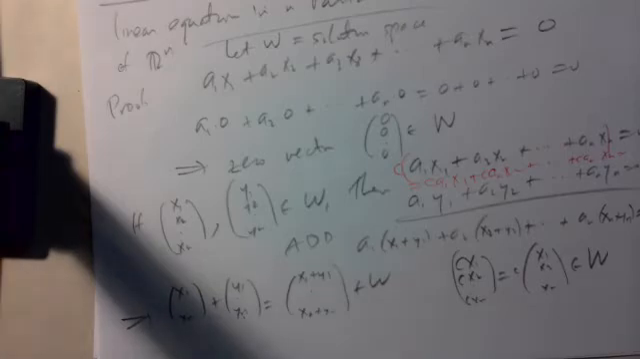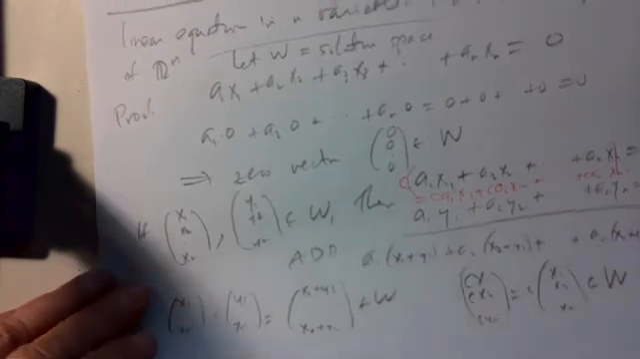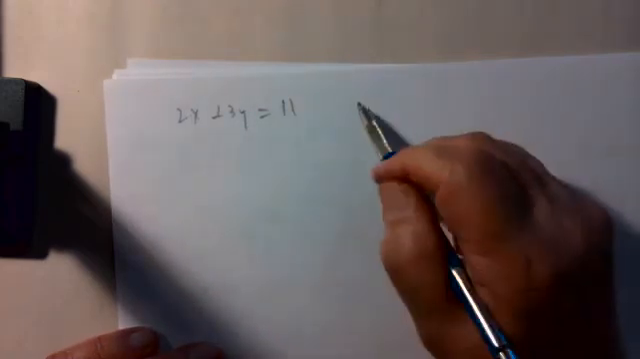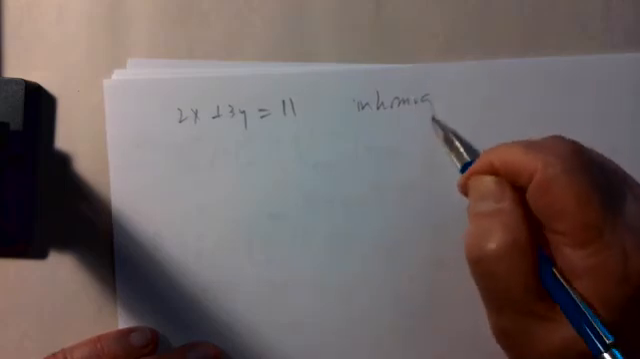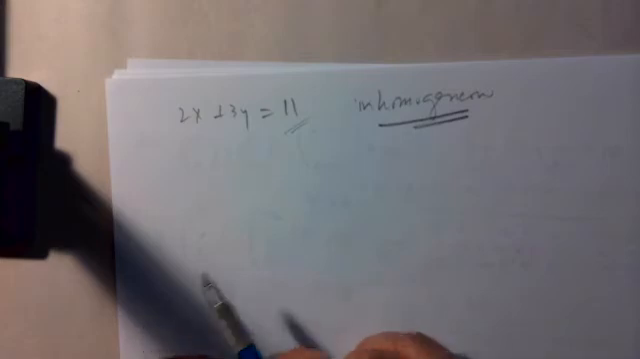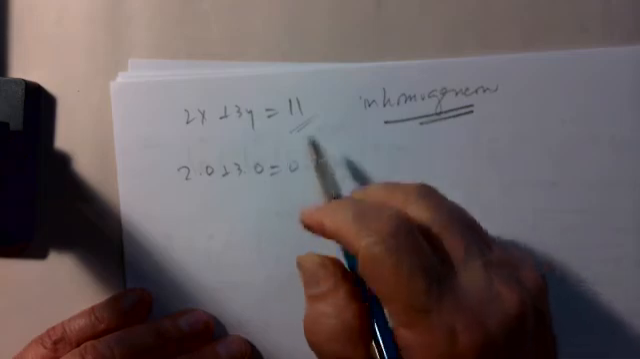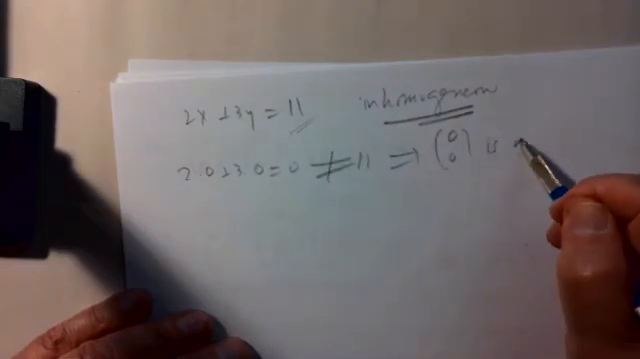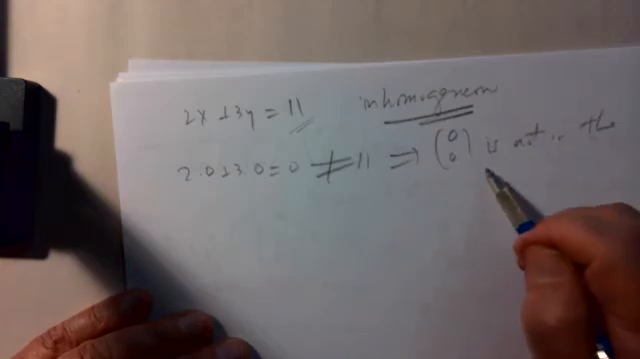Now we can ask, what about inhomogeneous equations? So, what's an example of an inhomogeneous equation? Maybe 2x plus 3y equals 11. This is inhomogeneous because the right-hand side isn't 0. And notice that 2 times 0 plus 3 times 0 is 0. It's definitely not 11. So the 0 vector is not in the solution space.